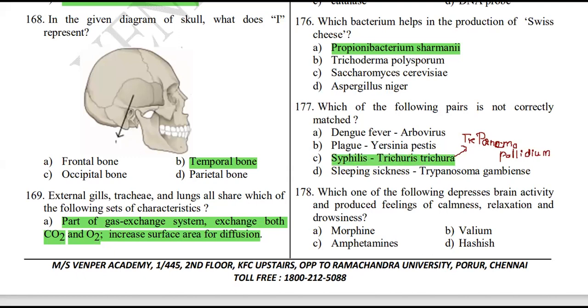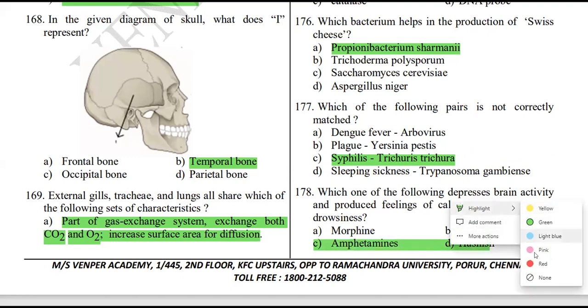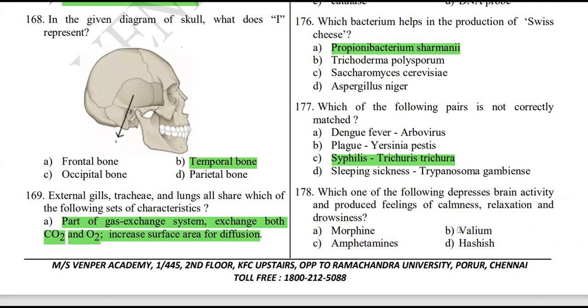Okay, the next question. Which of the following depresses the brain activity and produces a feeling of calmness, relaxation and drowsiness? Very important one. Suppose you are talking about Valium. So Valium is going to be the answer for this. What is Valium used for? It just depresses the brain activity and gives calmness to people.